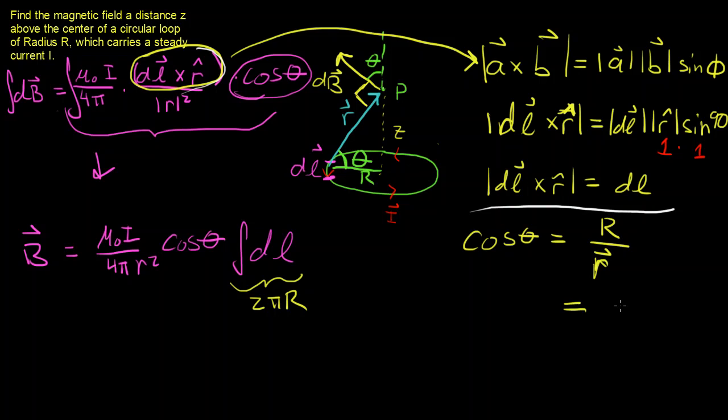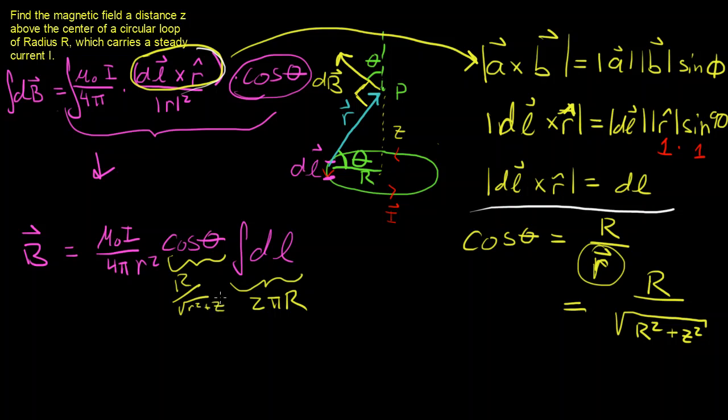Now, r vector is also a tool that we made up. So what is r vector equal to? Well, using the Pythagorean theorem, it's equal to the square root of R squared plus z squared. So that's what cosine of theta is equal to. So we can replace this with R over the square root of R squared plus z squared. That's a big R. Okay. Wow, that's a lot of stuff.